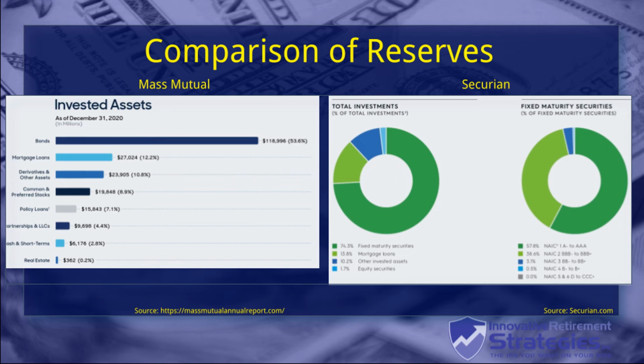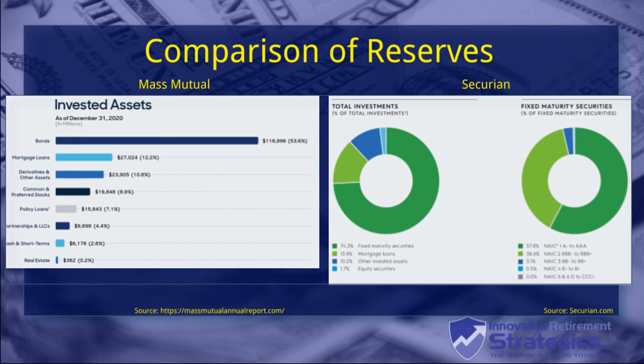But if I can just direct your attention to the first line of each of those, which is the bond holdings of the company. And in the case of MassMutual, you can see that it's about 53% of their portfolio is invested in bonds. And that means about 47% of the portfolio is invested in other assets, such as mortgage loans, derivatives, common and preferred stocks, even the policy loans that they make to their clients are considered part of the assets of the company.